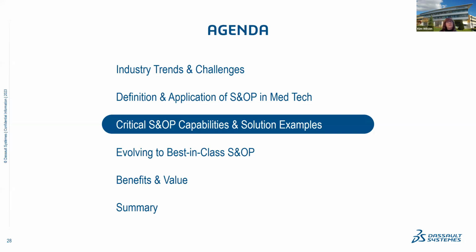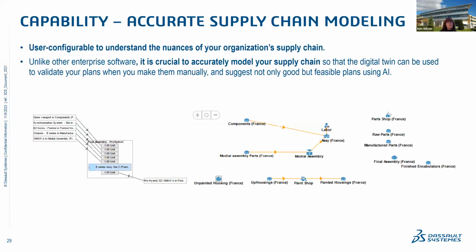So we just covered the critical things. Now let's look at some examples. First, we need to develop an accurate model of the supply chain so that when we create a digital twin, we can use that to validate our plans. This can be done manually, and with AI, you can get good and feasible plans pretty quickly. The models are user configurable, so you can address any specific requirement that you have in the supply chain.